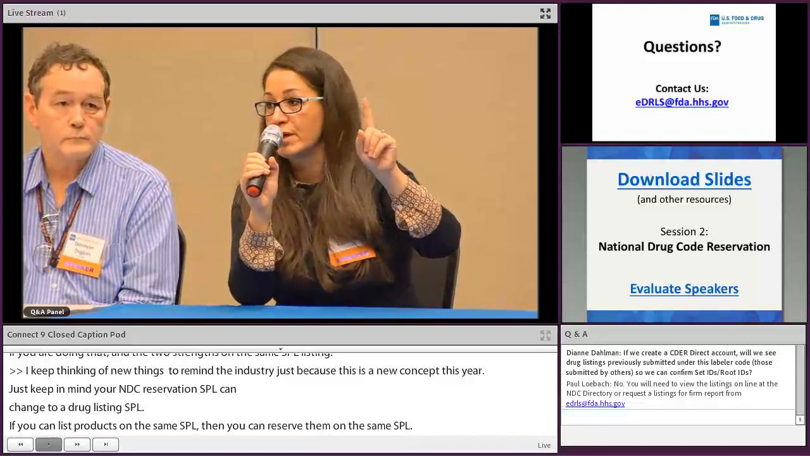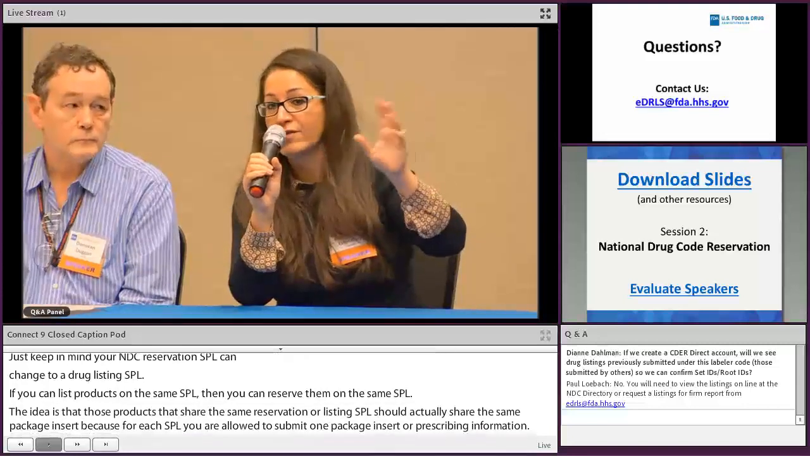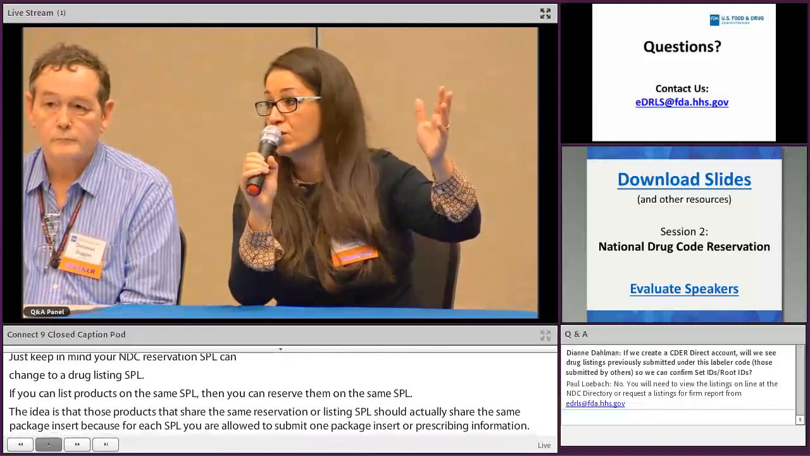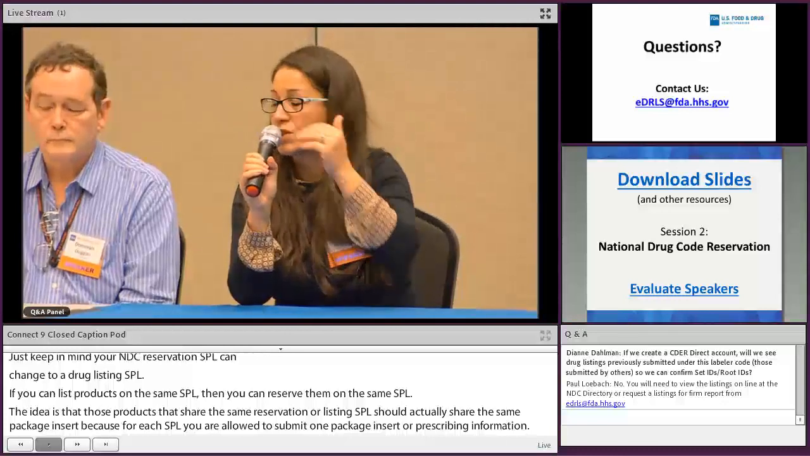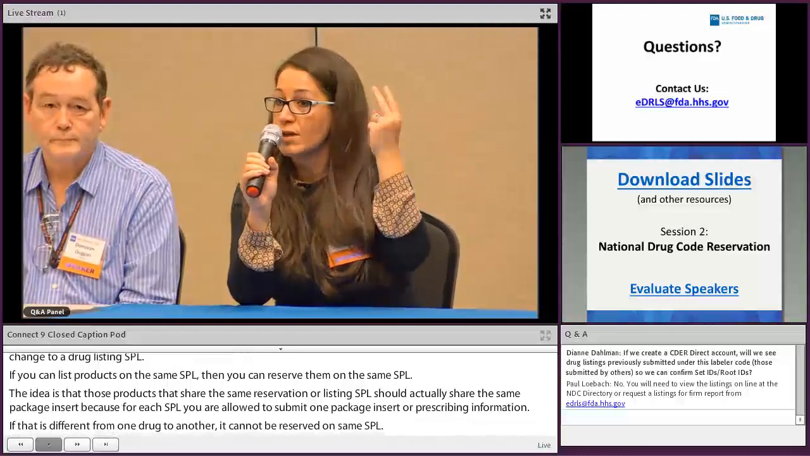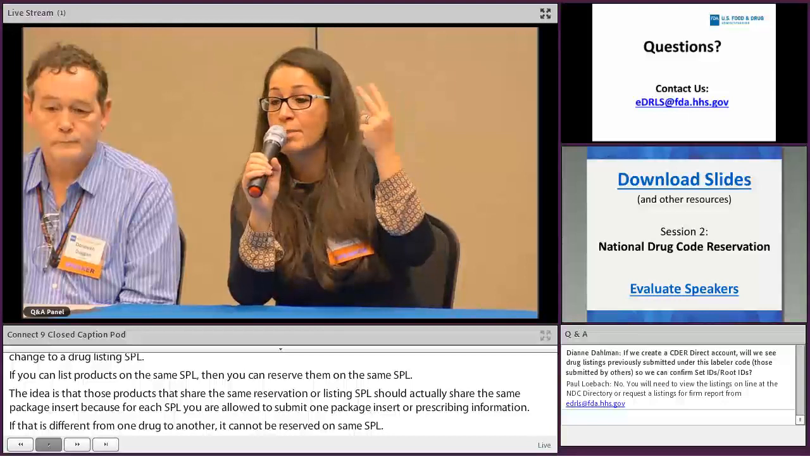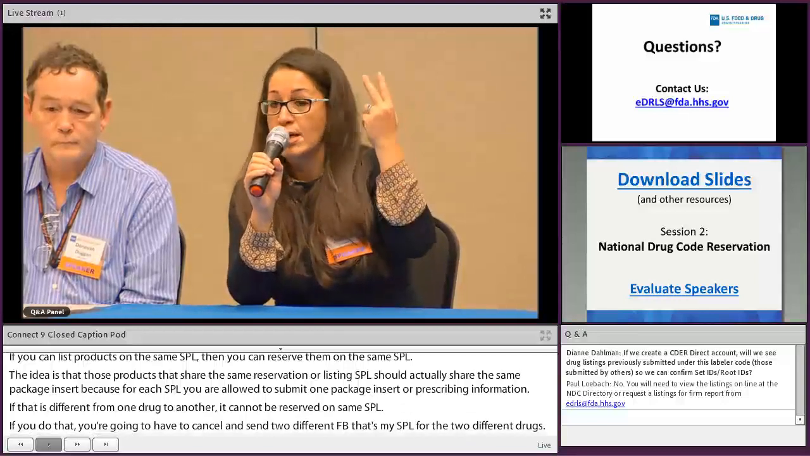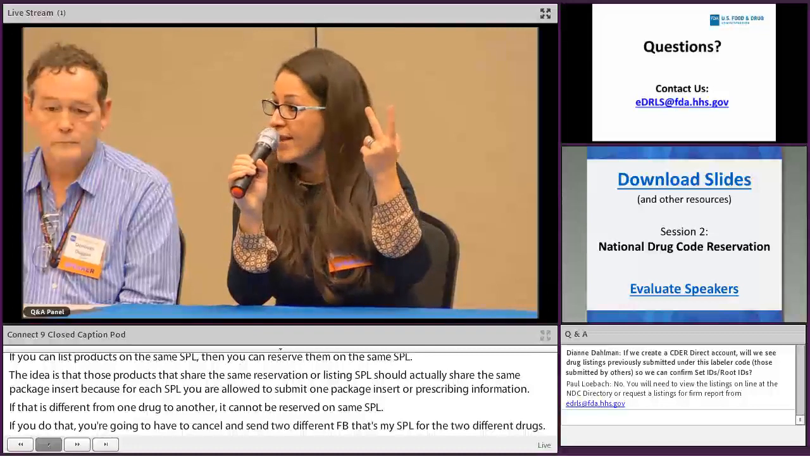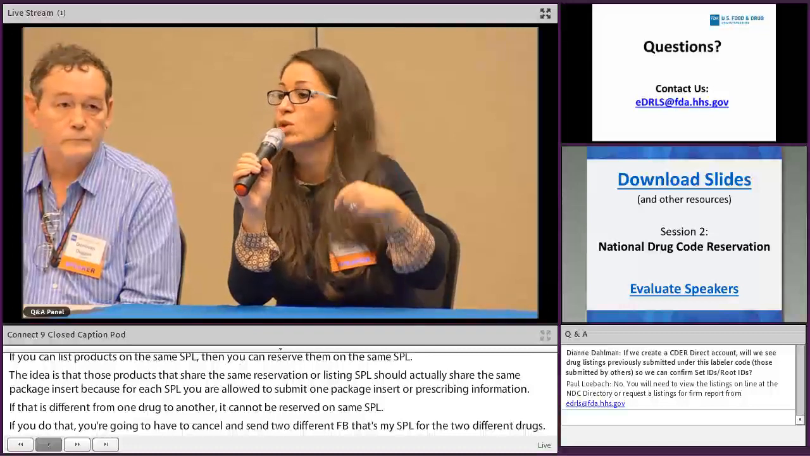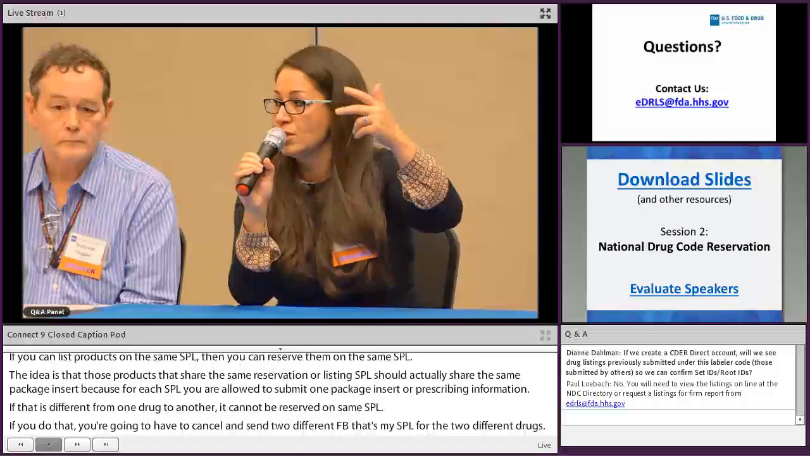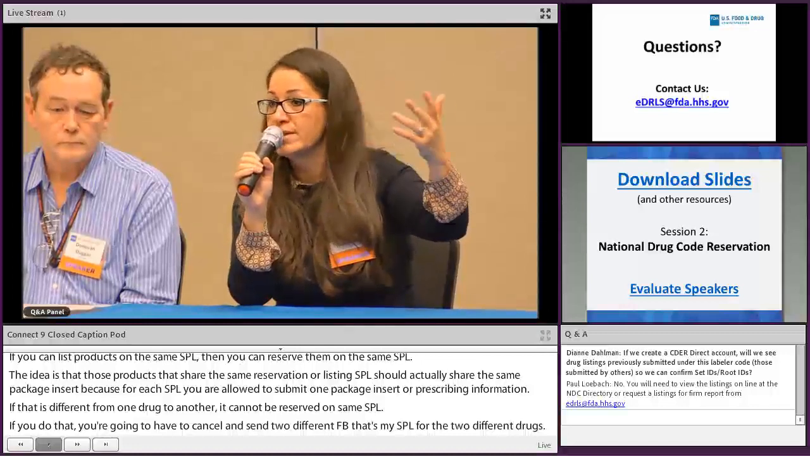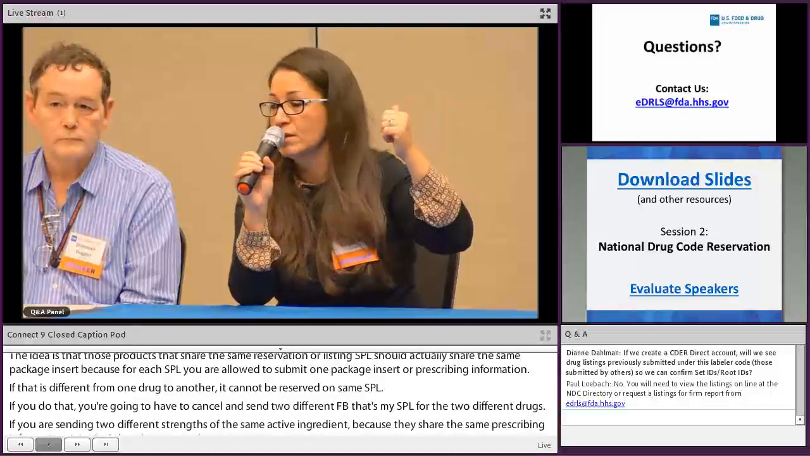If you do that, you're going to have to cancel and send two different SPLs for those two different drugs. If you're sending, as the question asked, two different strengths of the same active ingredient, and they share the same prescribing information, it's ideal that they're on the same reservation SPL so you can convert it into a drug listing SPL and you do not have to send two different SPLs with the same prescribing information. So hopefully that makes sense.